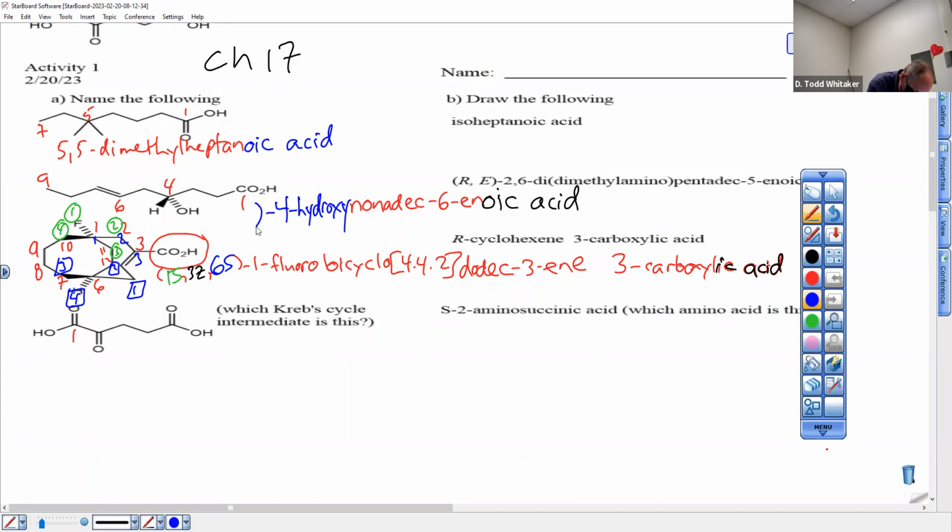And we got a stereo center, and we got geometry of a double bond that's E. So E, stereo center is S is wrong, therefore, whoa, R is wrong, therefore S. Quickly doing stereo center. 1, 4, 2, 3. Not R, therefore S.